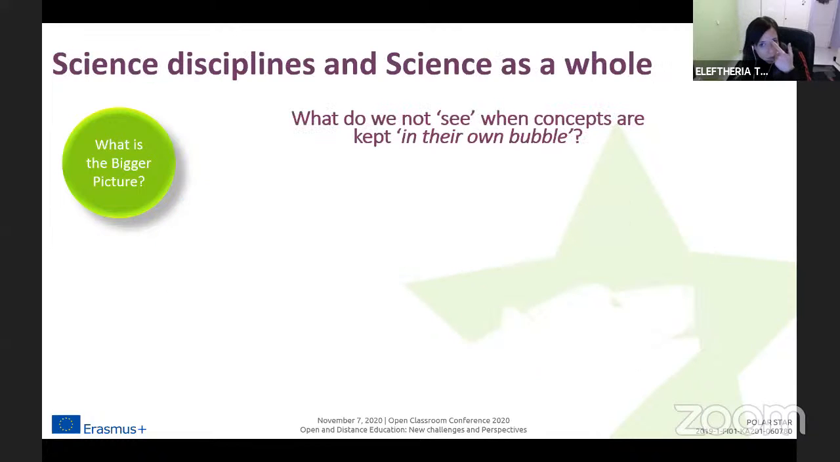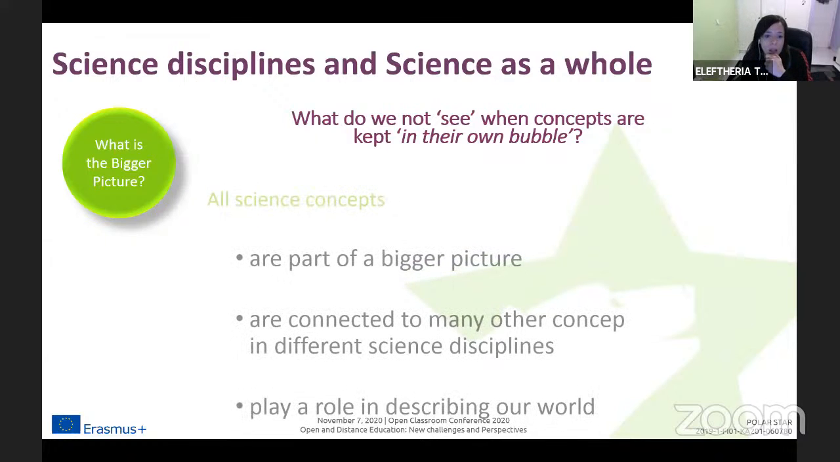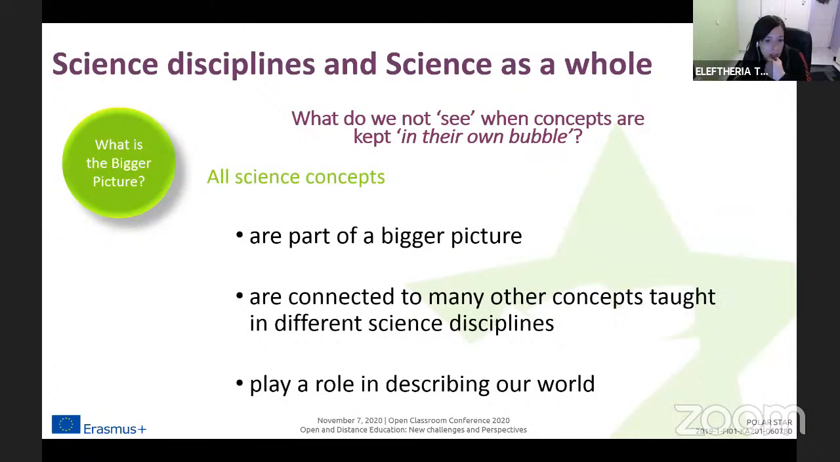And why do we want to do that? What do we not see when concepts are kept in their own bubble? Well, obviously you miss part of the bigger picture. You don't really see the bigger picture. You miss the connections that each concept could have to other concepts that are probably covered in other science disciplines. And you don't really see the actual role they play in the world.